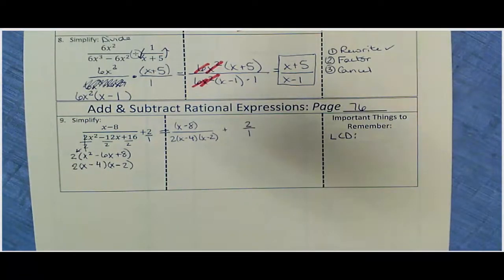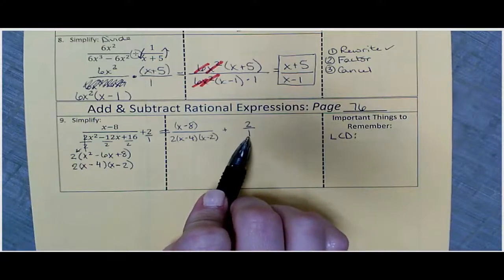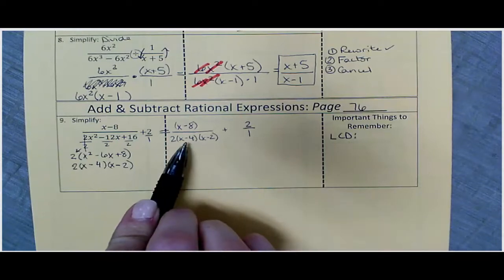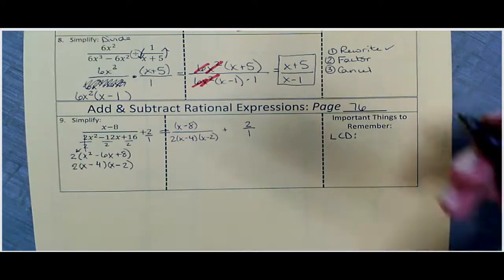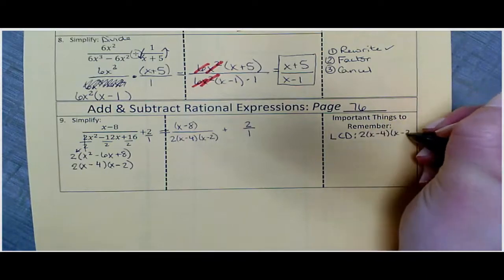So my least common denominator is my next step. I need to come up with one of all the pieces of all the denominators. So a 1, but multiplying by 1 doesn't do anything, so I'm not really going to include that. A 2, an x minus 4, and an x minus 2. So these are all the pieces of the denominators.